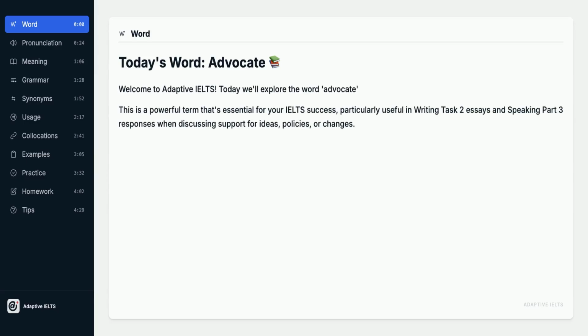Welcome to Adaptive IELTS. Today we'll explore the word advocate, a powerful term that's essential for your IELTS success. This word is particularly useful in writing Task 2 essays and speaking Part 3 responses when discussing support for ideas, policies, or changes. It helps you express persuasive arguments and demonstrate your ability to discuss complex concepts.